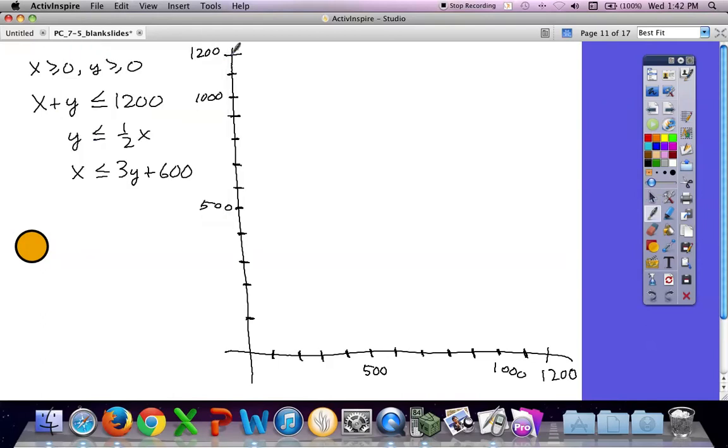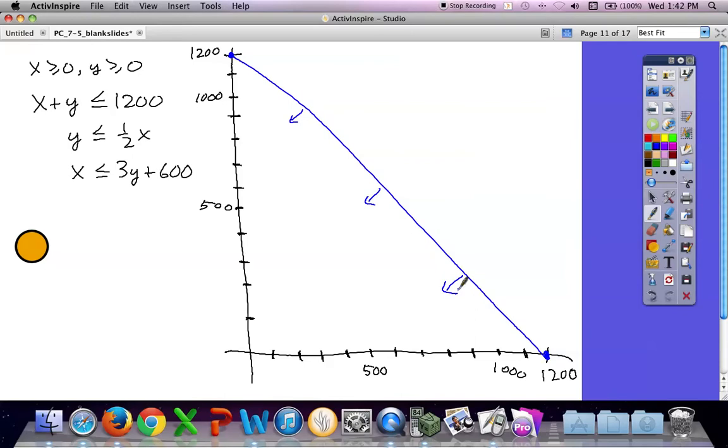So that means we've got a y-intercept and an x-intercept, and we sketch a line between them, like that. It looks like we want to shade on the origin side because 0 plus 0 is less than or equal to 1200, so the arrows go this way.